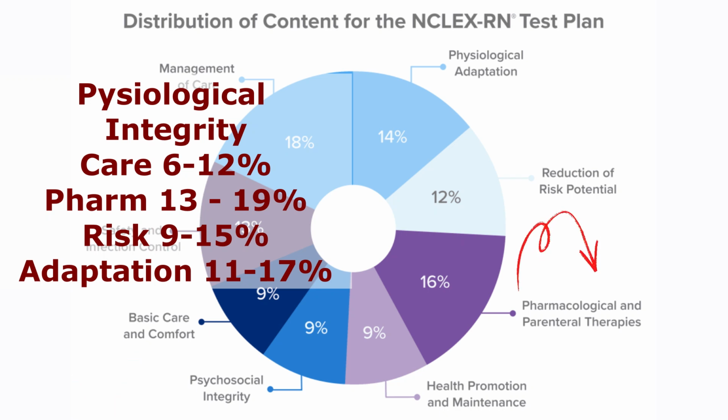Pharmacological and parenteral therapies, the client need will cover 13 to 19%. Distribution, as far as content goes, will cover 16% of your NCLEX. This will cover the essential knowledge of and skills related to medication administration, injections, and infusions.